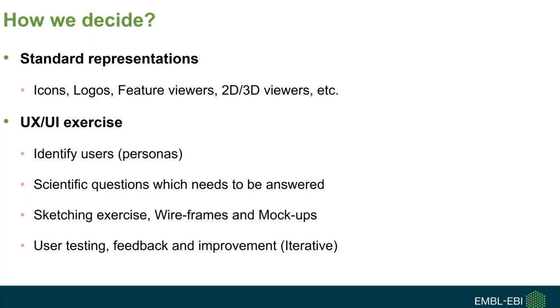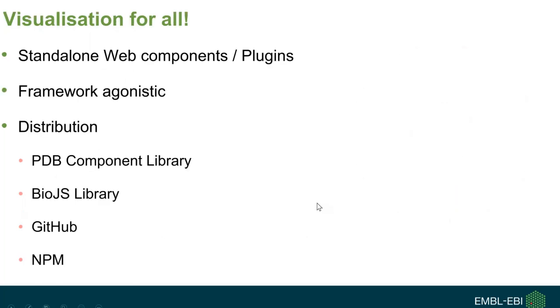Followed by this, we do a lot of user testing. We do feedback gathering with this and design improvement steps. The last step of design improvement is done iteratively until we finalize the design. At PDBe, we provide multiple services which are developed using different web technologies. That's why after finalizing the design, we create standalone web components and plugins for that visualization. These standard web components are then integrated across our different applications and services. This way, we can make sure that our users get a consistent user experience across all our services.